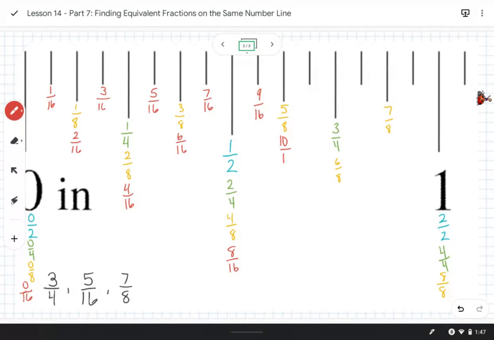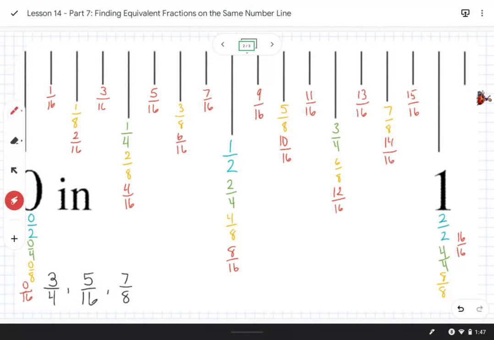9/16, 10/16, 11/16, 12/16, 13/16, 14/16, 15/16, and 1 whole, of course, is 16/16. Look at that. We have a fully labeled ruler number line.